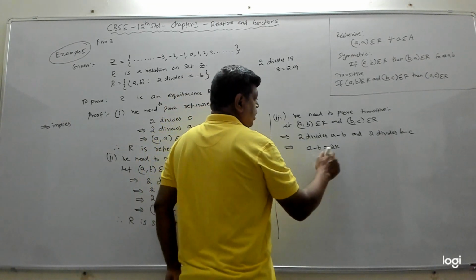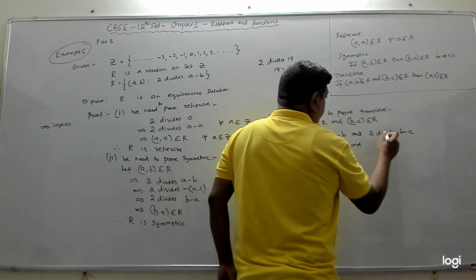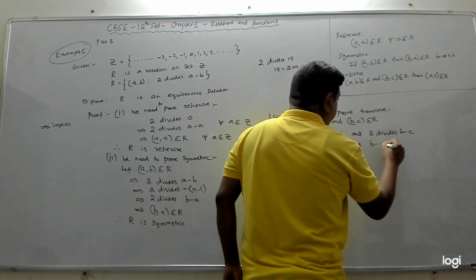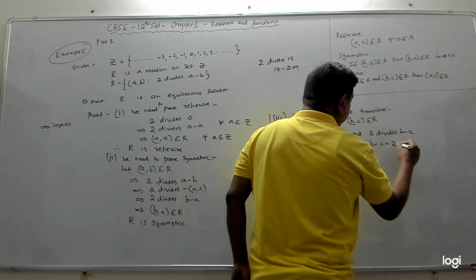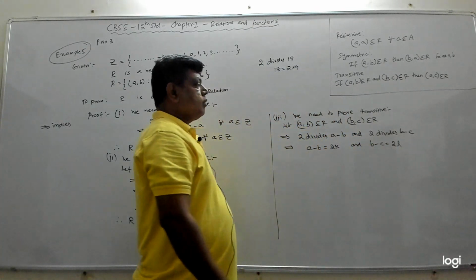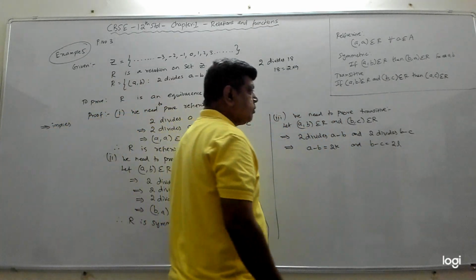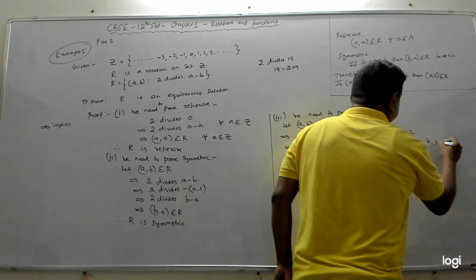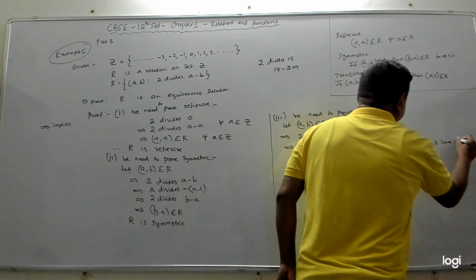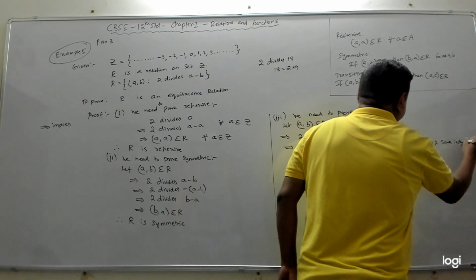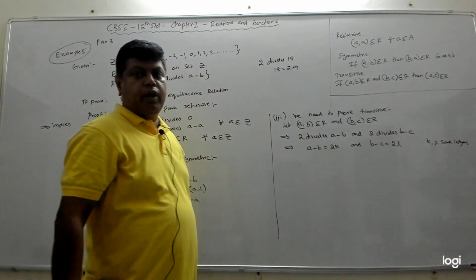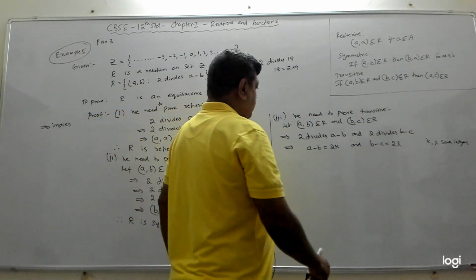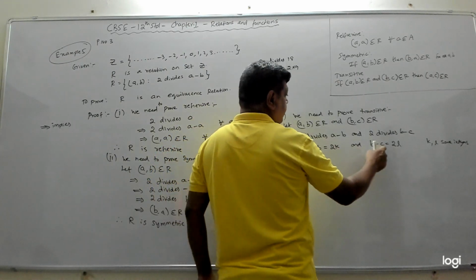Now 2 divides b minus c means what? b minus c will be equal to 2 into something, I'll put L. So b minus c is 2 into L, where K and L are some integers. Now, which means a minus b equals 2K and b minus c equals 2L.